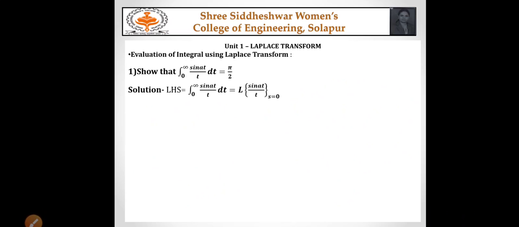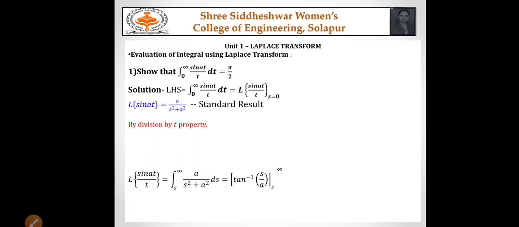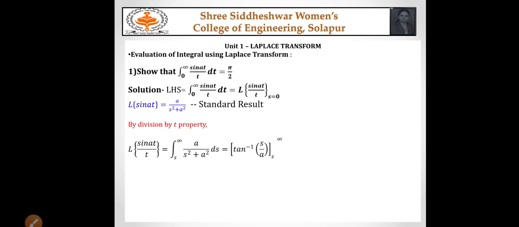equal to 0. First, Laplace transform of sin at using standard result, it is equal to a upon s square plus a square. Then by division by t property, L of sin at by t equal to integration from s to infinity a upon s square plus a square. So its integration is tan inverse of s upon a within the limit s to infinity.